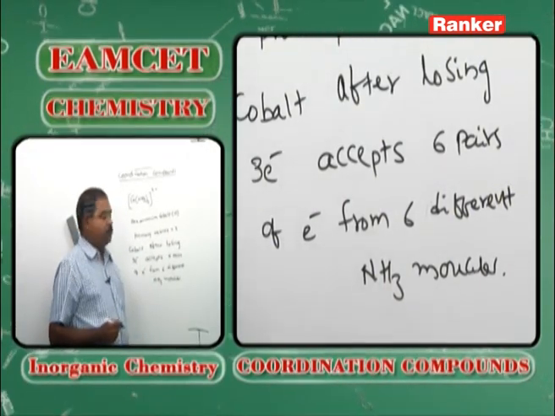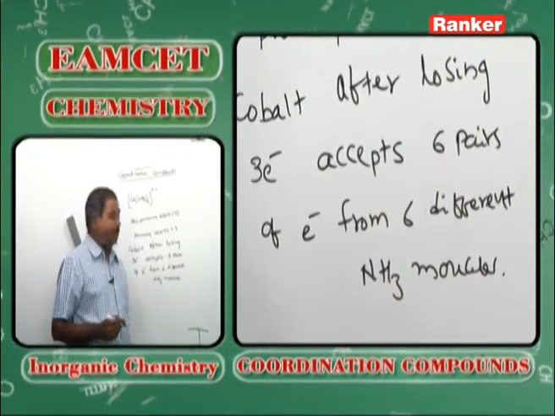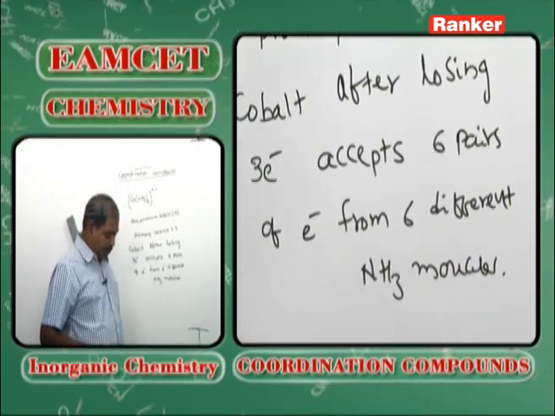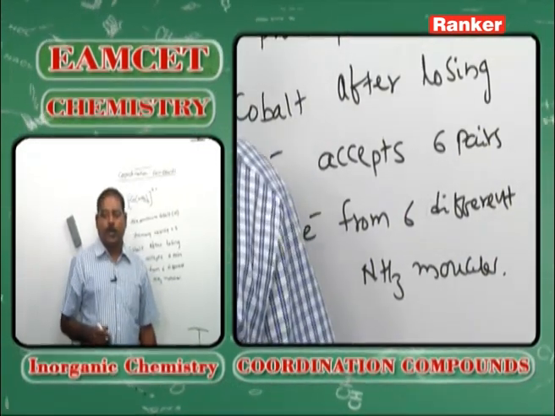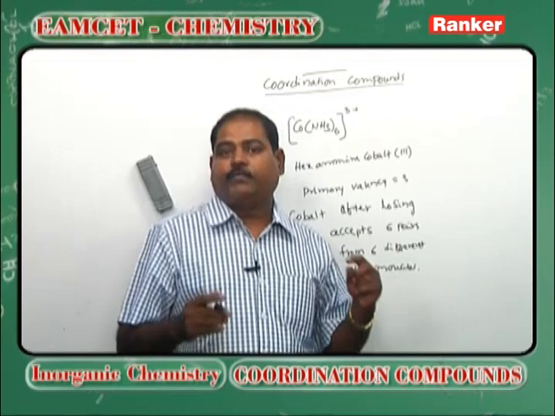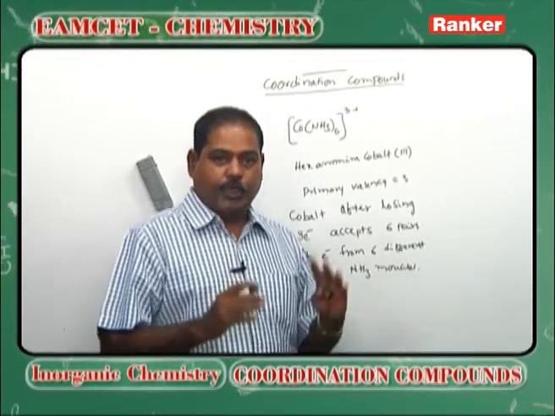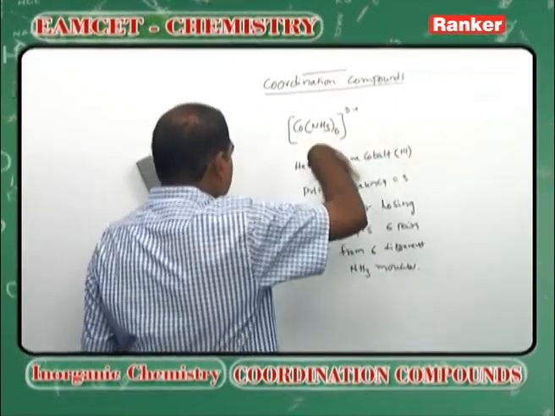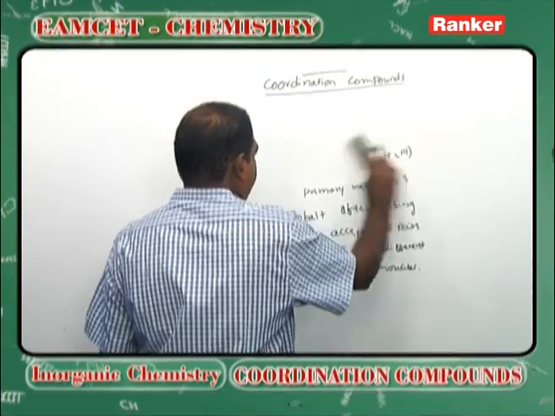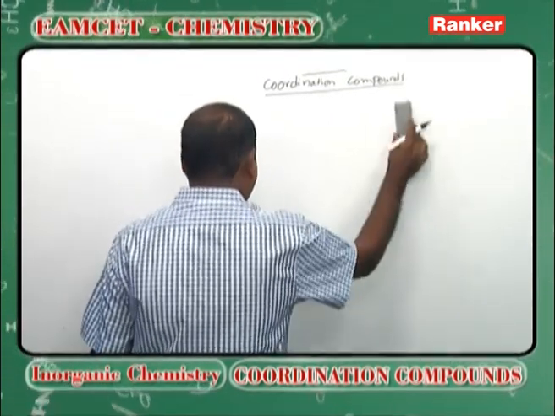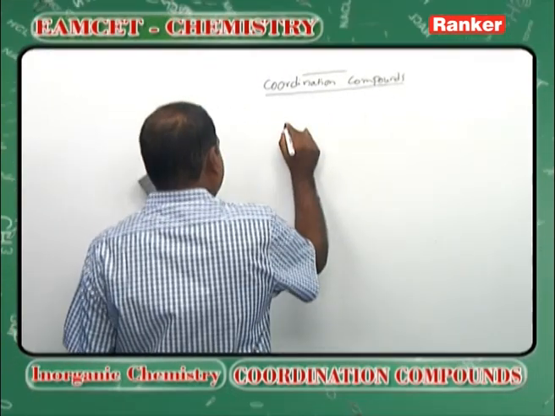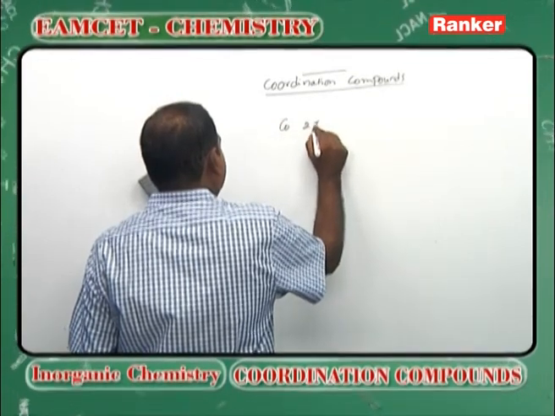Why is it done like this? Why is cobalt taking so much of trouble? What do you mean by a complex compound or a coordination compound? Complex by definition is big. It's a huge molecule with so many members of the team. Look at the atomic number of cobalt, 27.